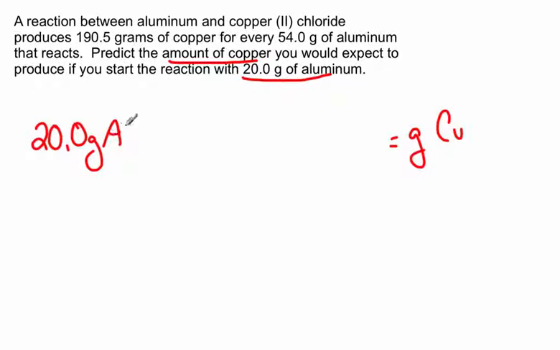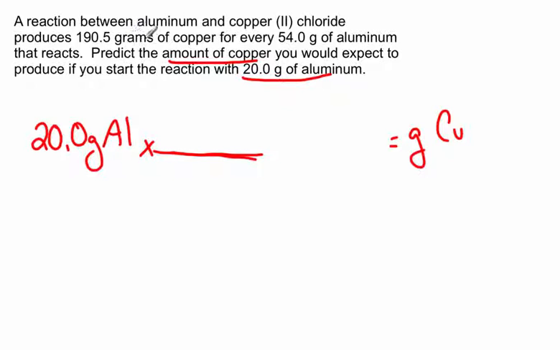20.0 grams, and aluminum is Al. Now immediately start your problem like this. Write down what you're looking for and what you're going to start with, a multiplication sign and a straight horizontal line. I know it's not the straightest line, but try to make it straight. Okay, then read the rest of the problem.